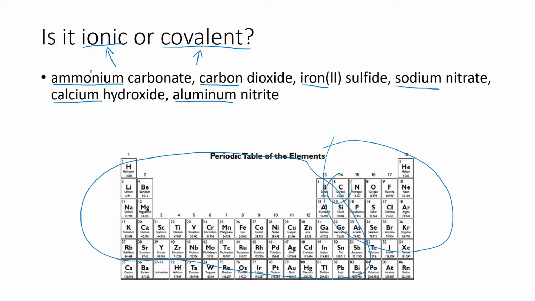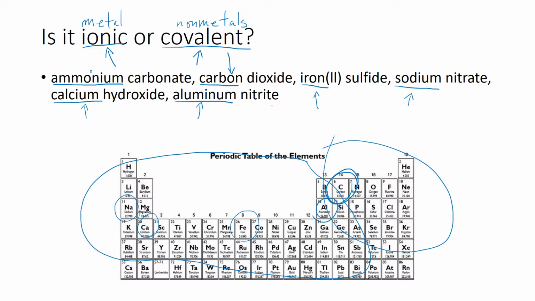Carbon is over here. That's a nonmetal. So this thing is going to be covalent. Iron, sodium, aluminum, and calcium are all metals, right? So iron's over here, sodium's over here, calcium is over here, and aluminum is over here. So I know that the other guys are all starting with metals, so they're all ionic, and the covalent ones start with nonmetals, right? So the easiest ones to name are the covalent ones. So let's move on to the covalent ones.